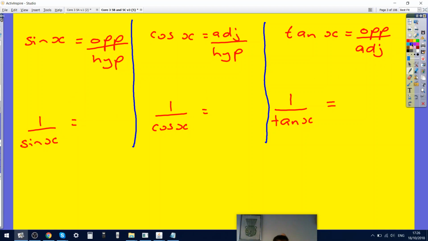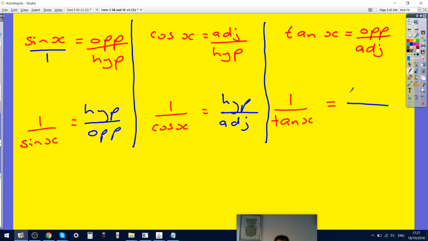Sine x equals opposite over hypotenuse. What is 1 over sine x? 1 over opposite over hypotenuse. Simplify. Keep, change, flip. 1 over opposite over hypotenuse is just hypotenuse over opposite. And that's because sine x is the same as sine x over 1. So 1 over sine x. How about this one? Next two. So hypotenuse over adjacent. Last one. Adjacent over opposite. Yep.